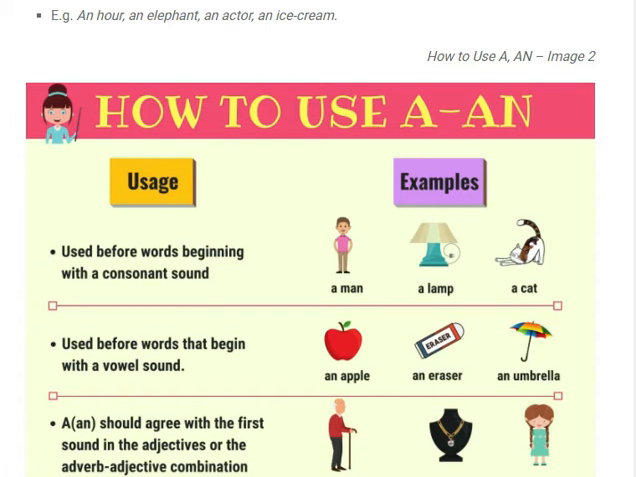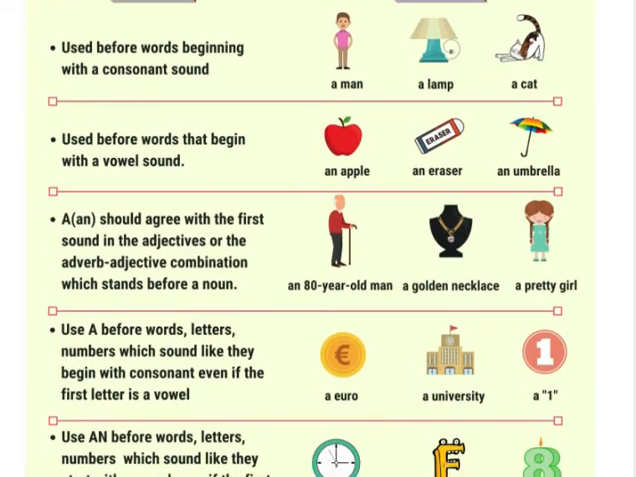So, how to use a and an? We have the usage and the examples. A is used before words beginning with a consonant sound, like a man, a lamb, a cat, and an is used before words that begin with a vowel sound. Of course, it's an apple, an eraser, an umbrella. A or an should agree with the first sound in the adjective or the adverb-adjective combination which stands before a noun. Like when we say an 80-year-old man, a golden necklace, a pretty girl.